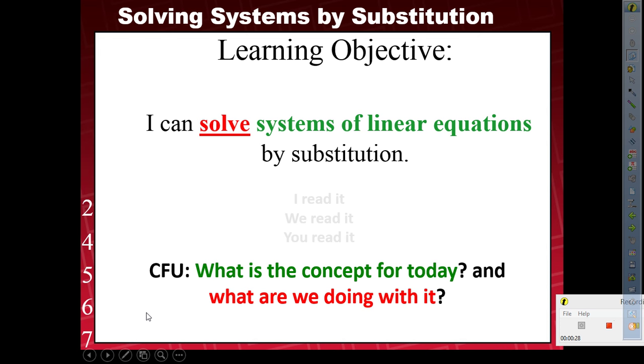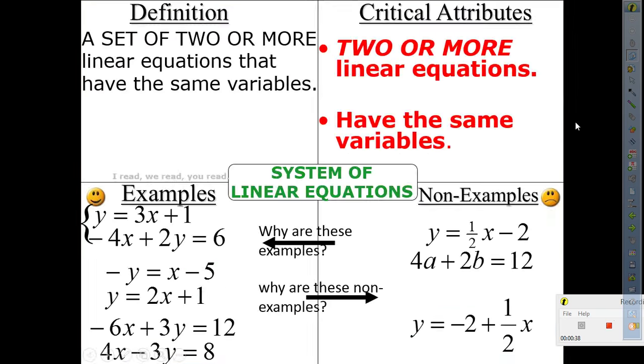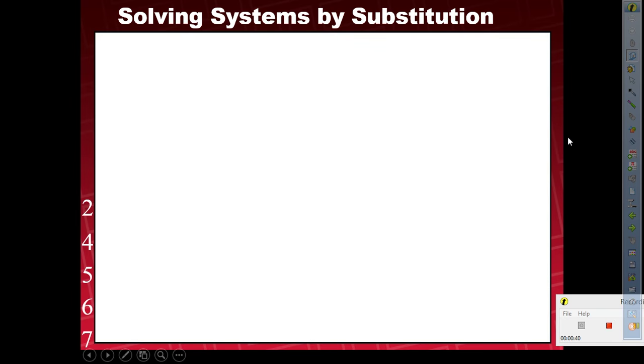Remember when we filled one out like this? We said it's two or more linear equations. They have to have the same variable. Therefore, we do need steps. Copy these down, please. Step 1, solve one of the equations for one variable. Copy that down. Solve one of the equations for one variable.